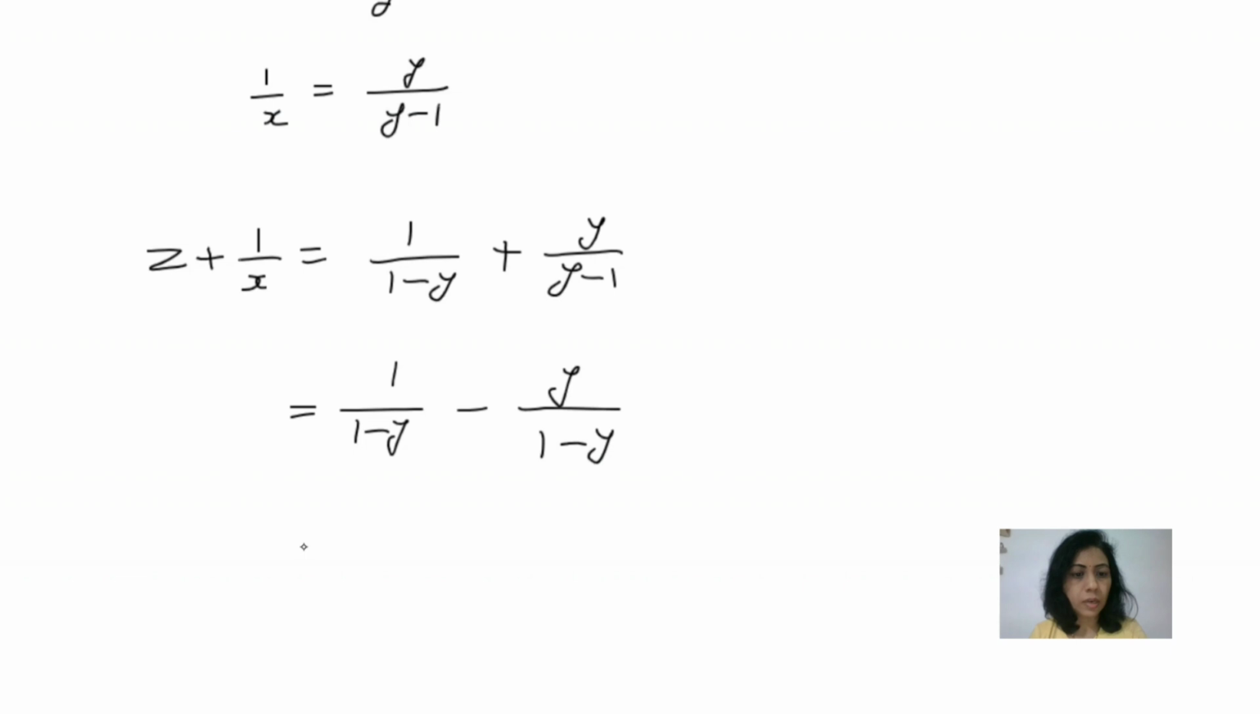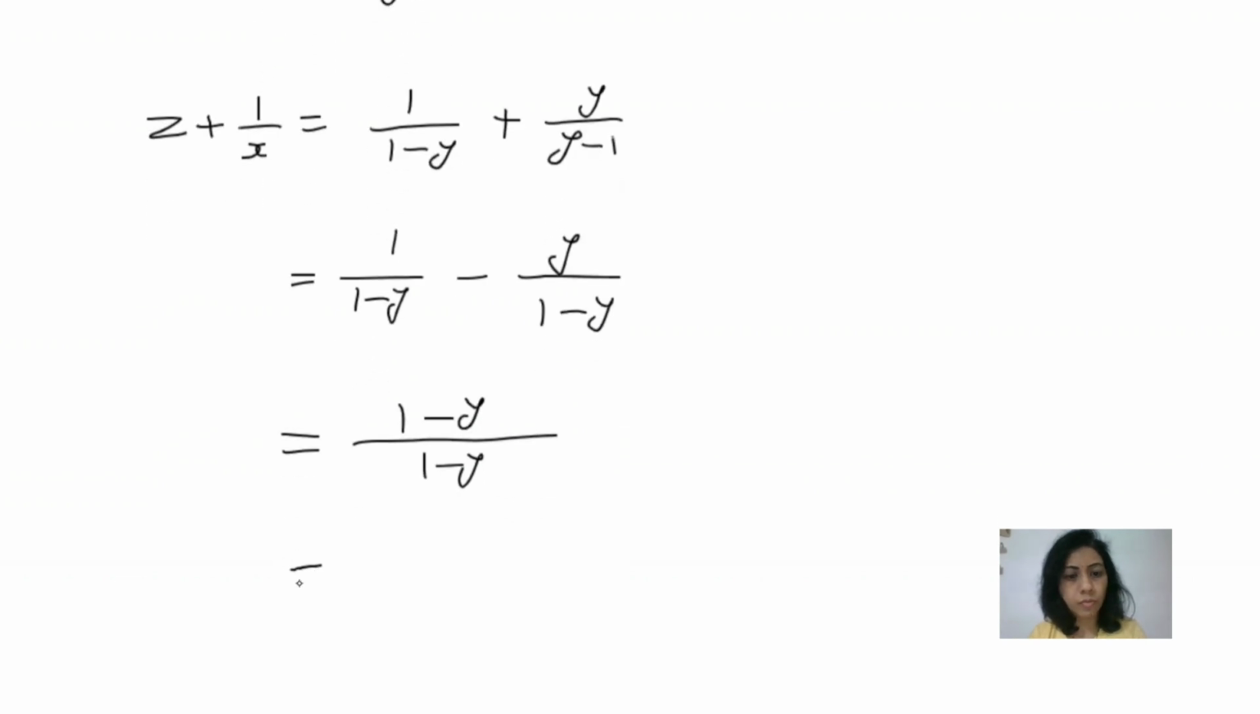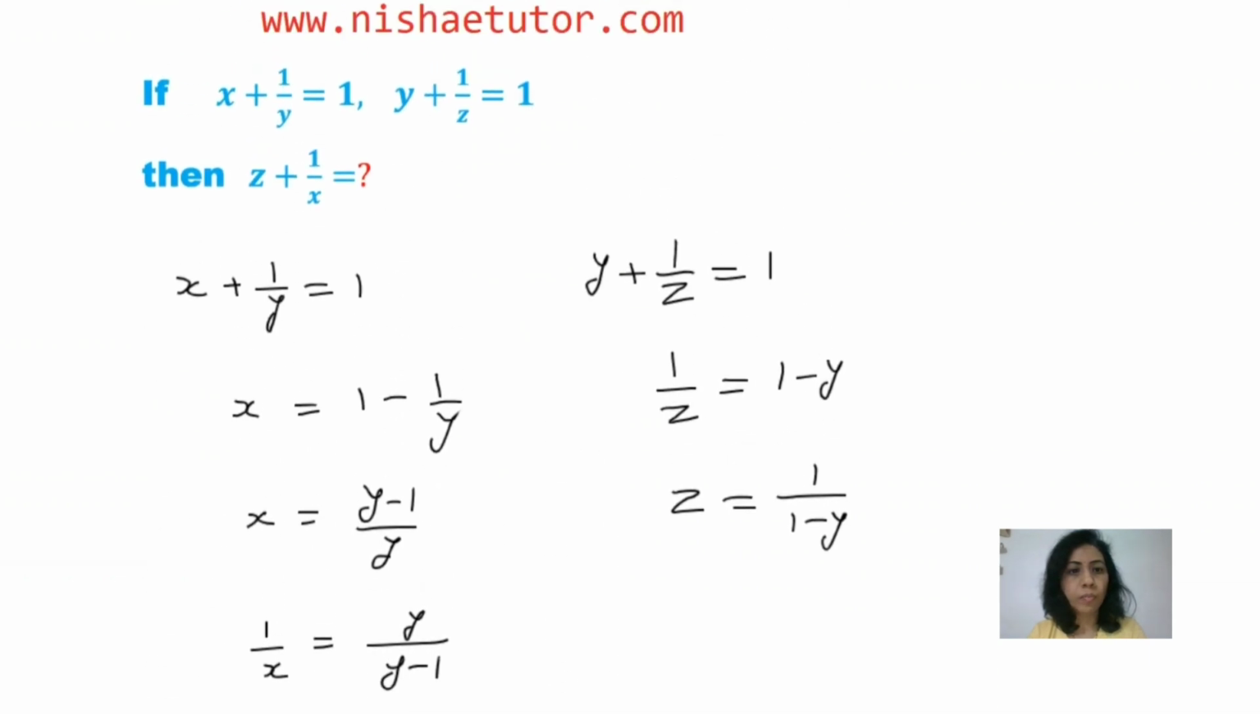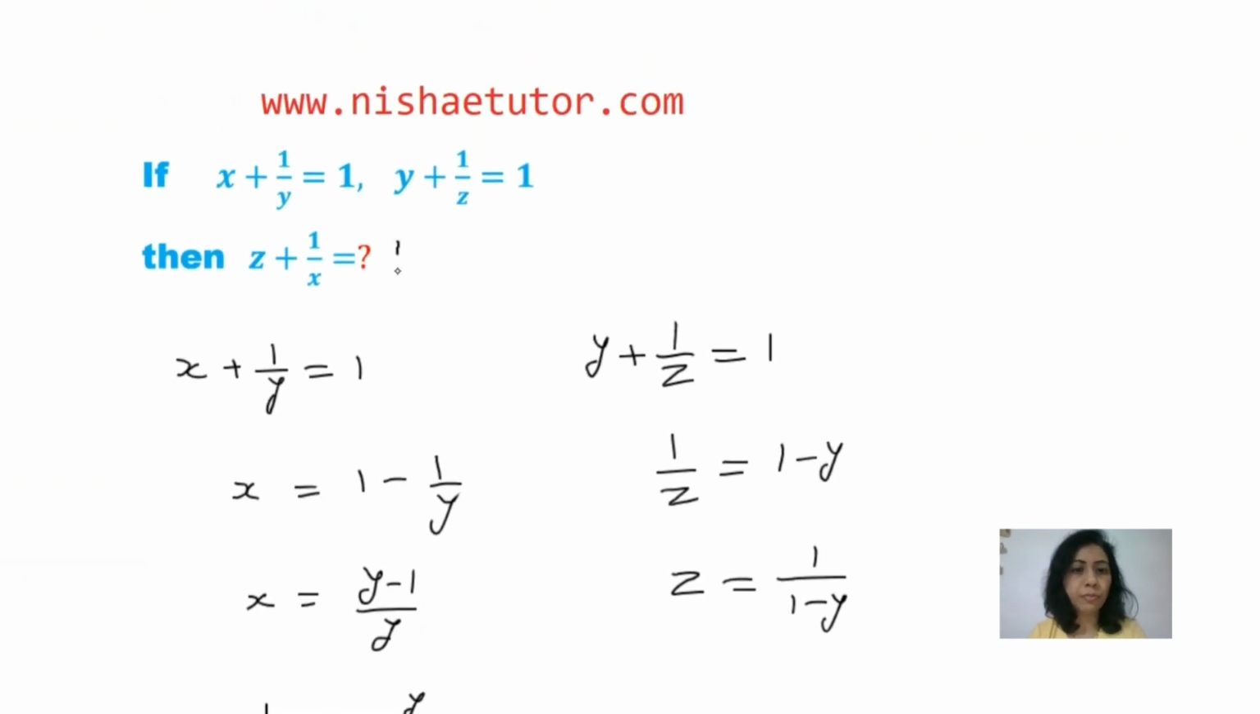Okay, now same denominator, so we can easily subtract the numerator. 1 minus y, this is 1 minus y. 1 minus y, 1 minus y cancel, we get 1. So the answer is 1. Very simple question, but if you have any doubt, any queries, please ask me.